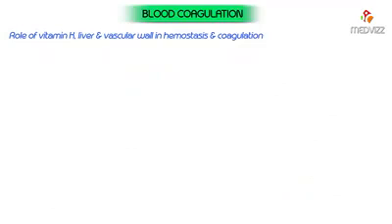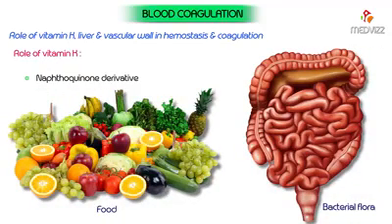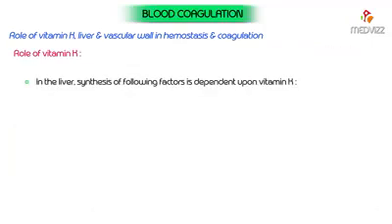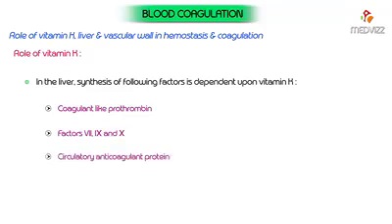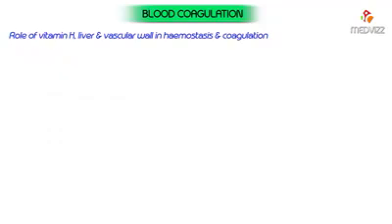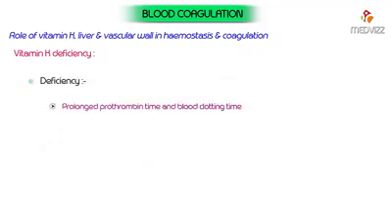Role of vitamin K, liver, and vascular wall in hemostasis and coagulation. Role of vitamin K. Vitamin K is a complex naphthoquinone derivative. Vitamin K is obtained from the food as well as synthesized by bacterial flora in the gut. In the liver, synthesis of the following factors is dependent upon vitamin K: coagulants like prothrombin, factors 7, 9, and 10, and circulatory anticoagulant protein. Vitamin K deficiency: in the deficiency of vitamin K, prothrombin time and blood clotting time are prolonged and serious hemorrhages may occur.